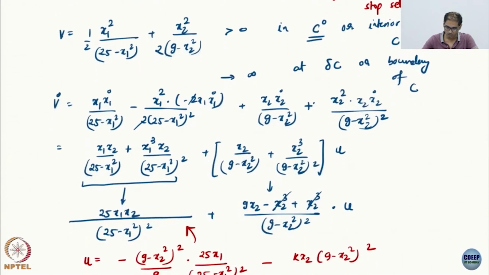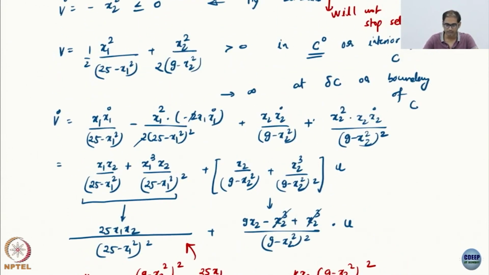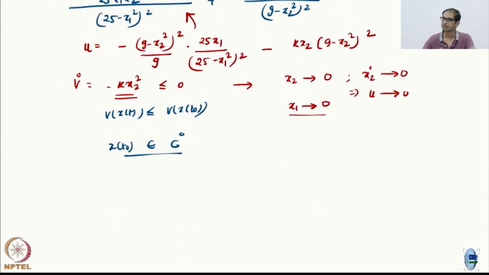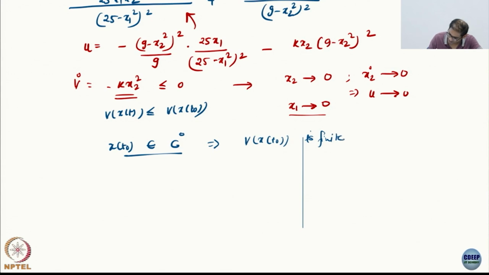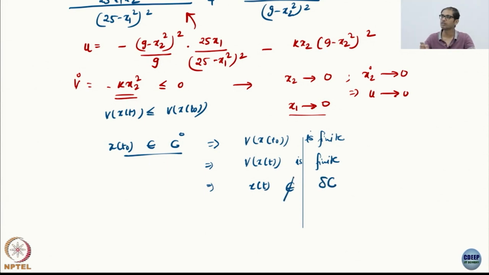Obviously you can see from my V construction that in the interior it is a nice positive definite function and a finite value, most importantly. If x1 and x2 are in C0, the interior of C, then this is a finite value at initial time. Therefore at future time also it is a finite value, correct? So that is the argument. x t0 in C0 implies v of x t0 is finite, and this implies v of x of t is finite, implies x of t does not belong to the boundary, that is, you will never hit the boundary.